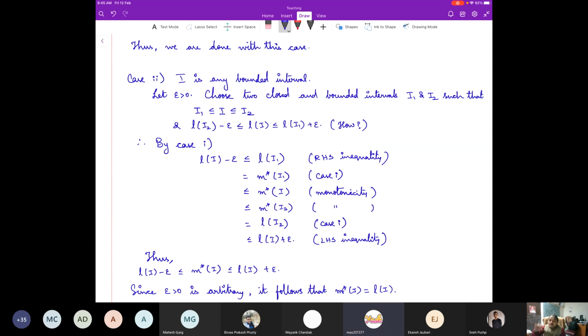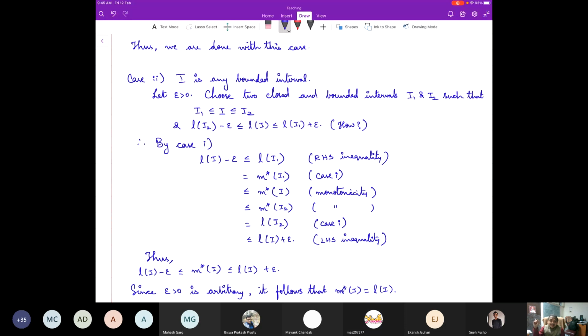Sir, if the length of I1 is less than or equal to the length of I, then we can subtract epsilon. See, there is no doubt about the left side: length of I1 is less than or equal to length of I, which is less than or equal to length of I2. No doubt. I'm not denying that part. But the second one is something more than that. It is not the same statement as what you said.